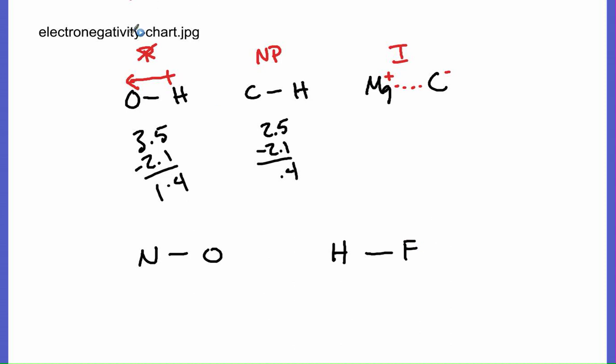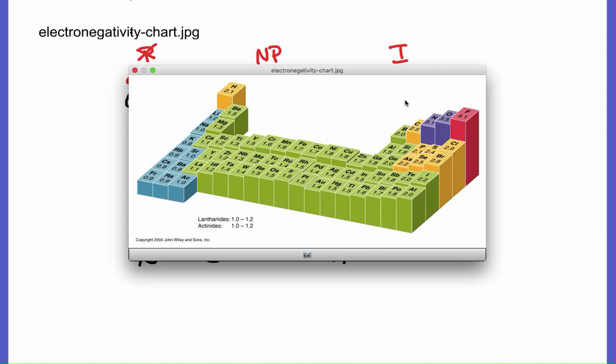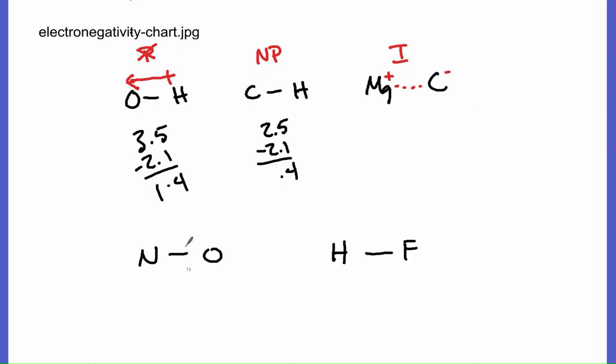When I look those things up, right, nitrogen, oxygen, 3.1, 3.5, when I subtract those things, it's actually a 0.4. This would be a nonpolar bond. So I would indicate that it's nonpolar. I just write NP next to it.